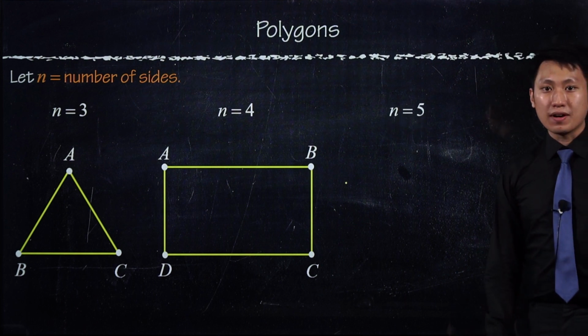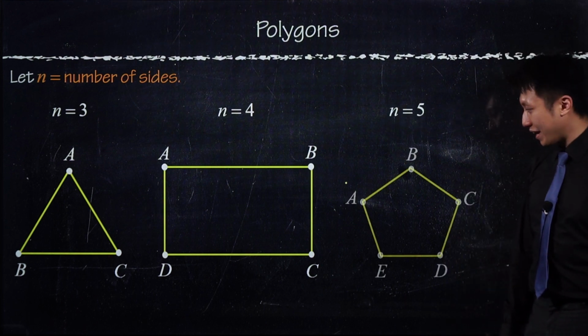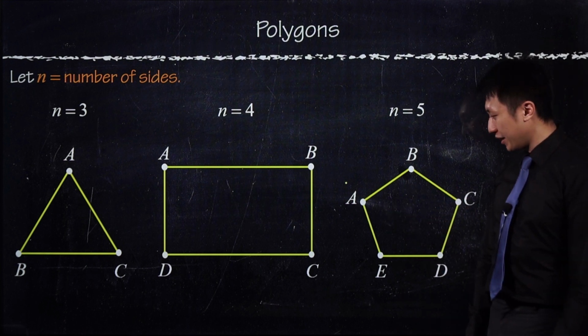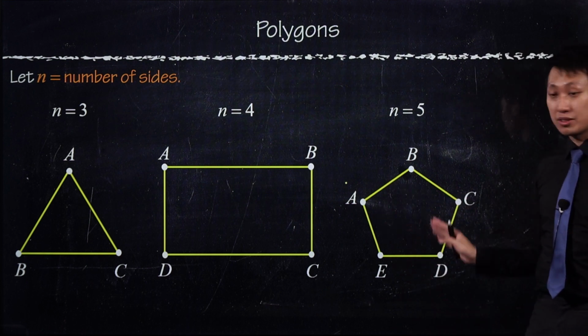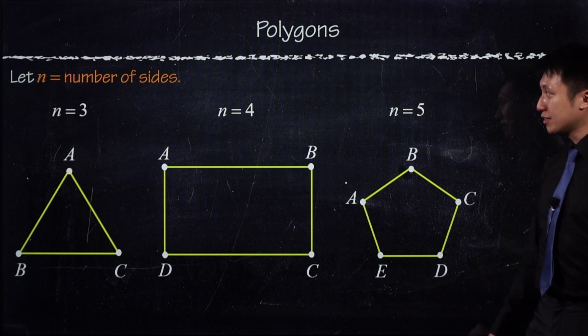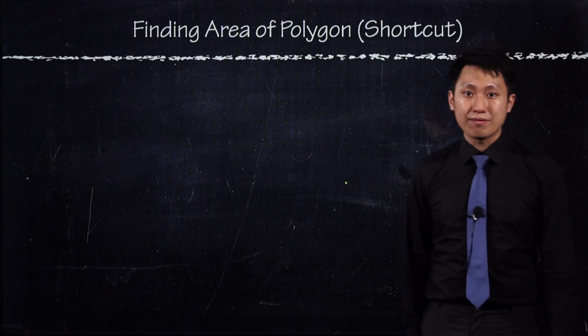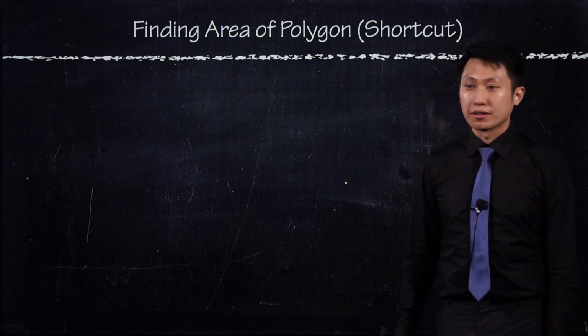And how about n equals 5? You can kind of guess it, right? Like this, the one where you can draw a star inside. It doesn't really have to be so symmetrical, I'm just telling you this. So now we're going to talk about how we find the area of a polygon.